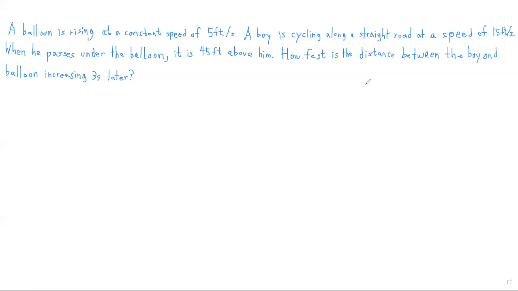First of all, you should be able to recognize that this is a very good question. Let's draw a diagram first. That's the first thing. Don't think about any calculus equations or anything. Just focus on the diagram. So the balloon is rising at a speed of 5 feet per second. It's 45 feet above him.